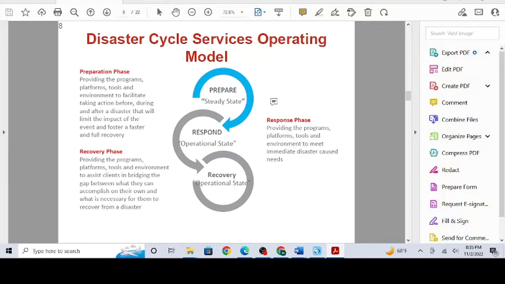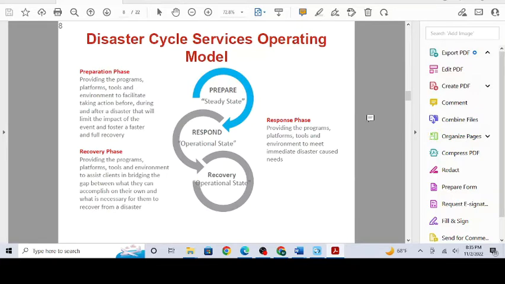Now, if the disaster is large enough, a lot of times there will be 2 different phases to the operation. Or if you want to think of it this way, there will be 2 different focuses to the operation. One of those will be the response phase. Think of it as one is responding to that particular disaster.